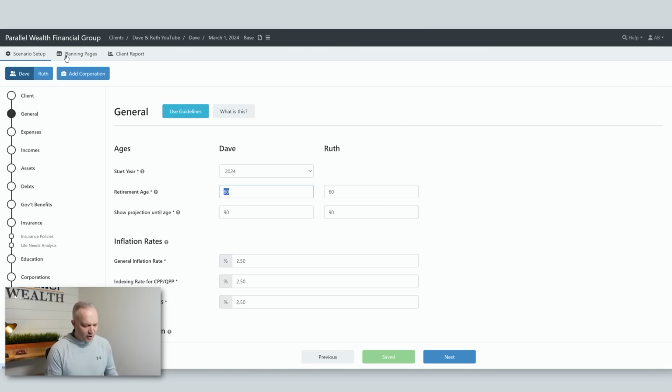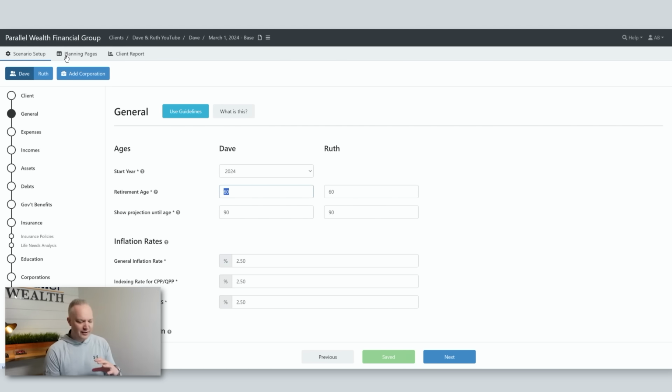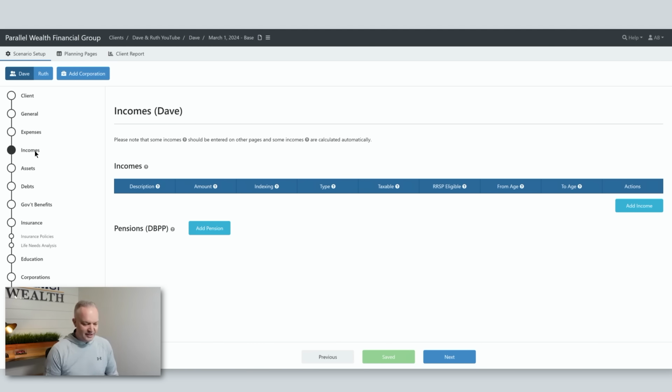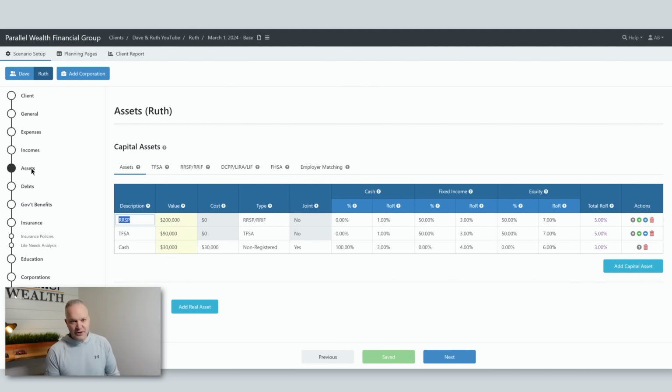Depending on what type of software your planner is using, we use Snap Projections. We like it. We feel like it comes down to a 5-foot level and gives us the detail that we want. Along the left-hand side, we have your general information, any additional expenses, and any incomes. If you're still working, plug those in so you can see how much extra money you have. For Dave and Ruth YouTube here, Ruth has a pension, so we put her defined benefit pension plan in. Any assets, make sure all of your assets are included. It's amazing how many plans we review for clients where the person forgot to put in their RRSP at work, and it's worth $100,000. So make sure all your assets are in here.